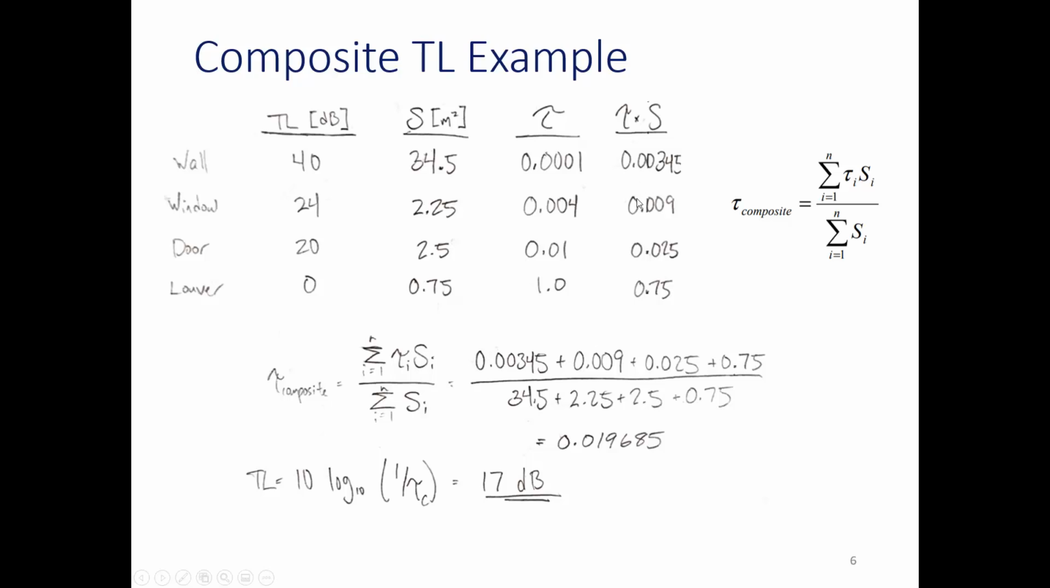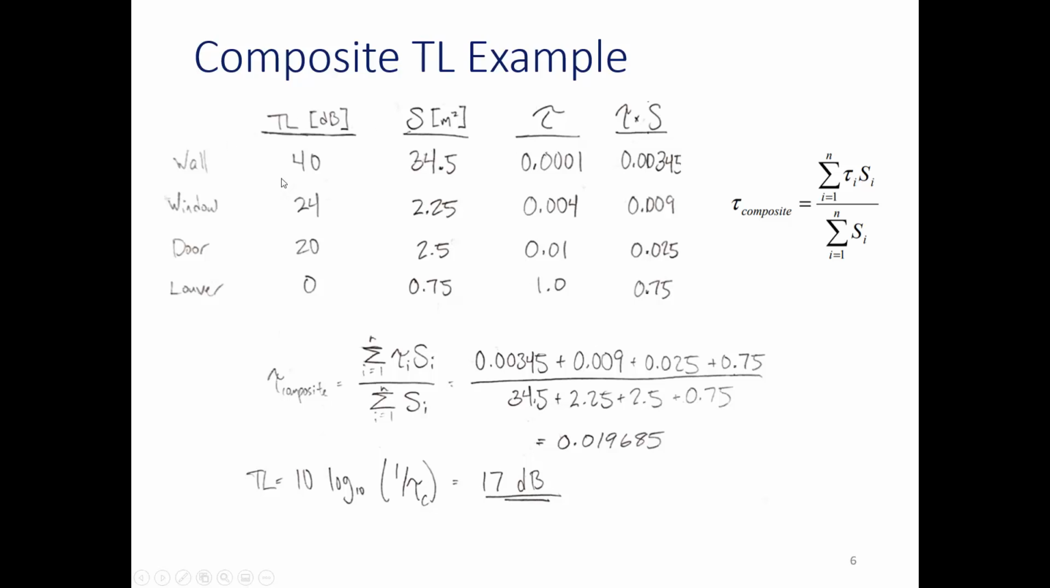So we sum up each of these. Then in the denominator, sum up each of these, which would just be 40. You knew it was a 10 by 4 meter wall. That equals this, and so that's our composite transmission coefficient. So if we plug that into this equation, we end up getting 17 decibels.